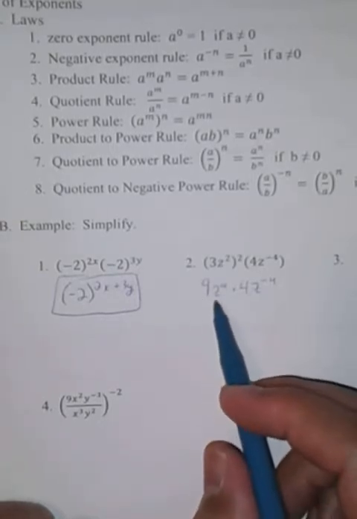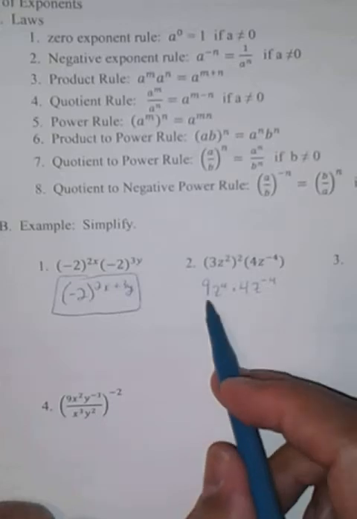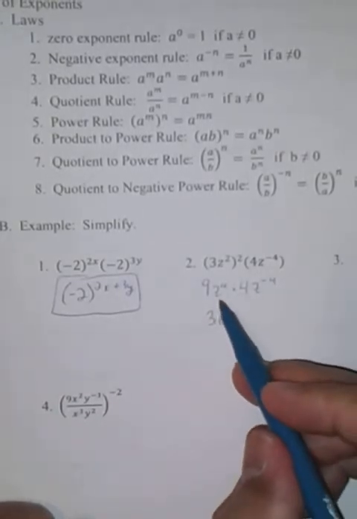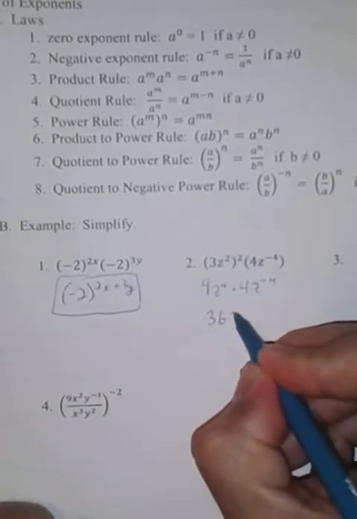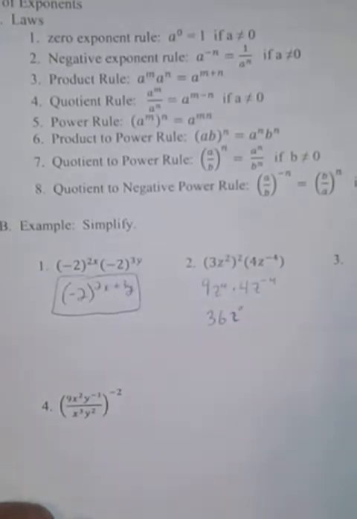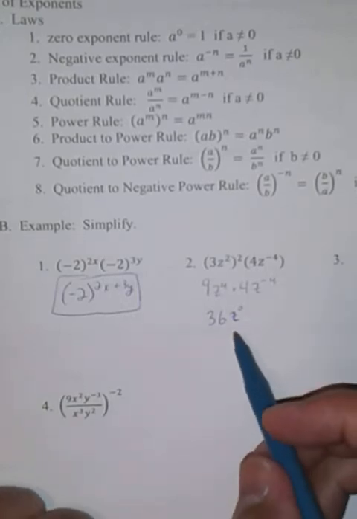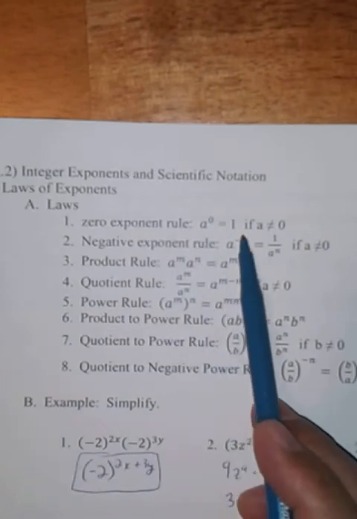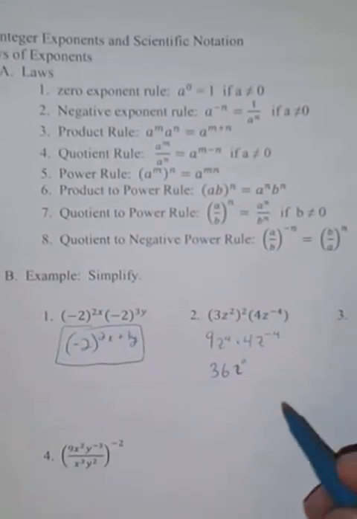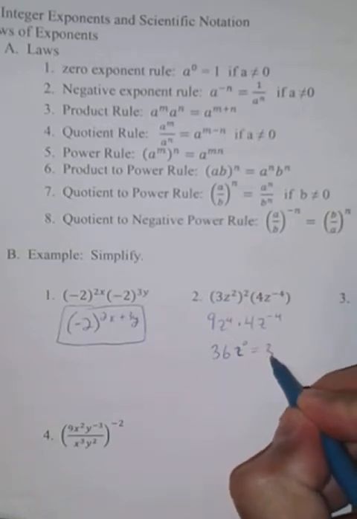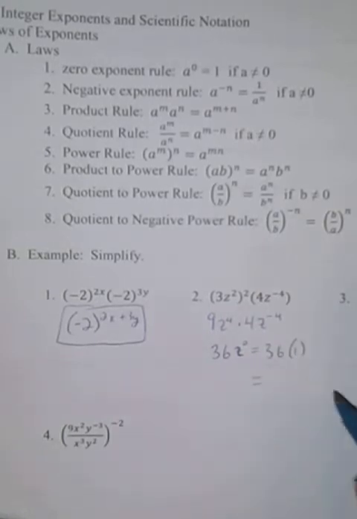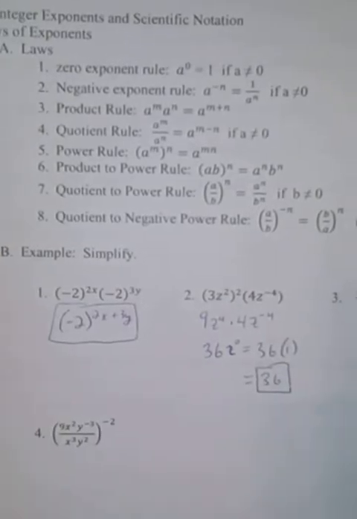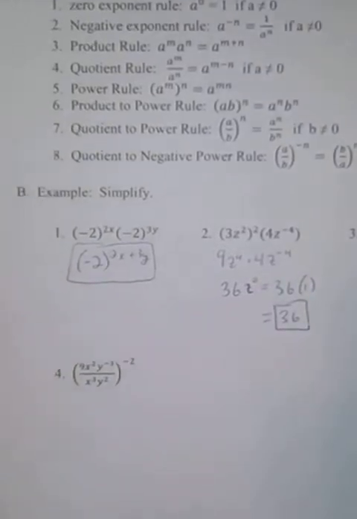All right, this is all multiplication, so I'm going to choose to multiply 9 times 4, which is 36. And then z to the 4th times z to the negative 4th is z to the 0 power, or 4 plus negative 4 is 0, I'm sorry. And so it's 36z to the 0, but z to the 0, rule number 1 tells us, is 1, as long as z is not 0. So we're going to say this is 36 times 1, that's our z to the 0 is 1, and then that'll be 36.